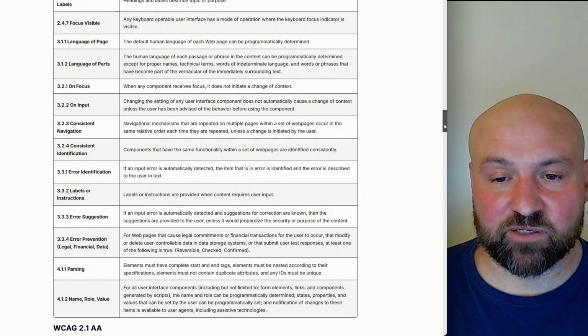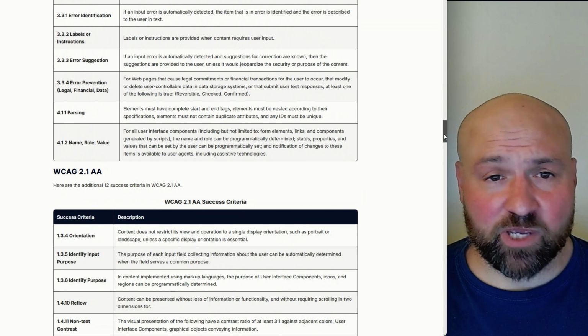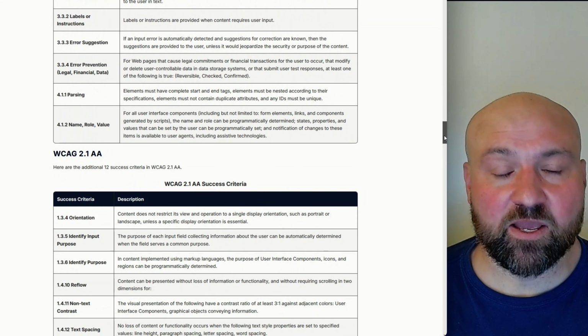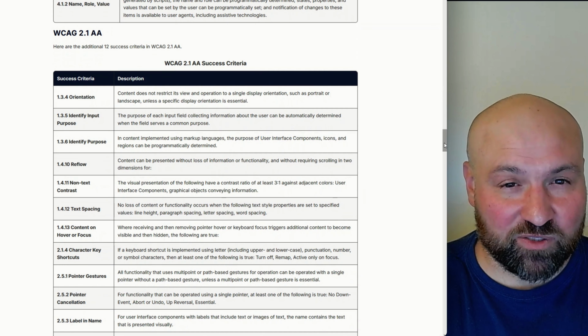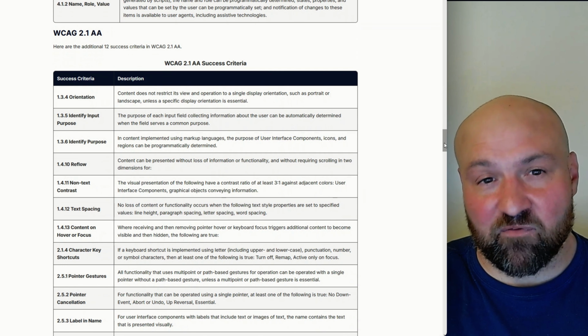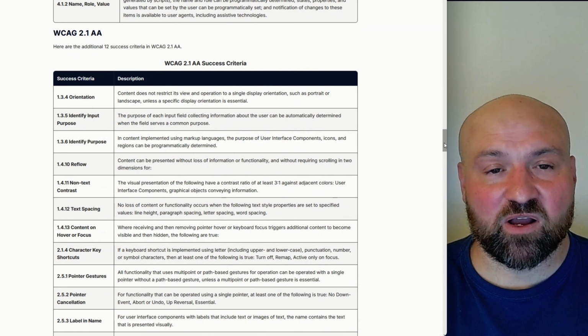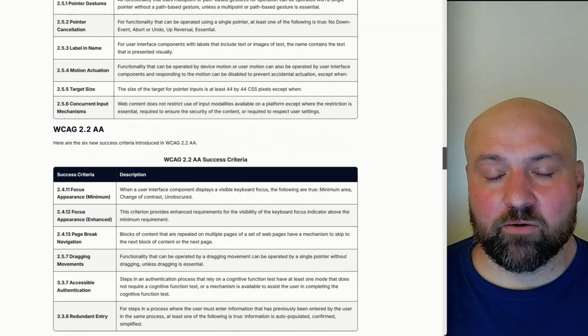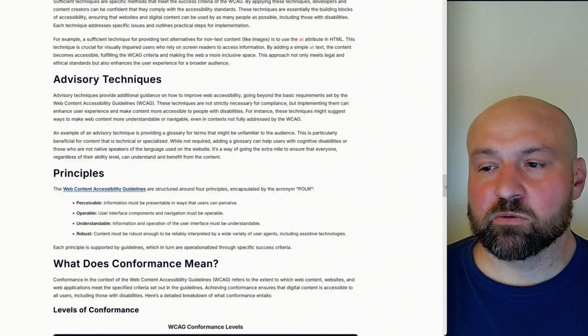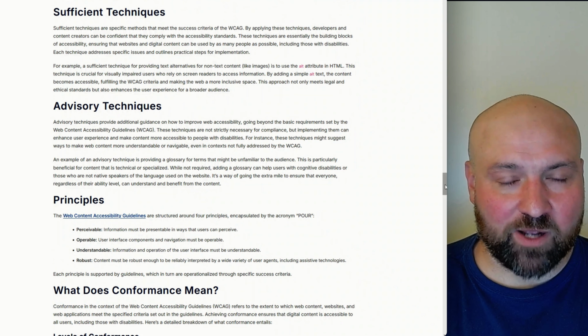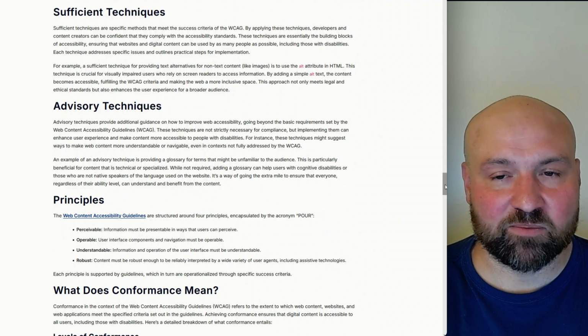So as I stated, in WCAG 2.0, Conformance Level AA, there are 38 success criteria. With 2.1, we build on top of 2.0, and there are 50 success criteria, 12 of which are new. All right, so I'm going to scroll past 2.2 AA. We get into some more nuanced aspects of the Web Content Accessibility Guidelines.